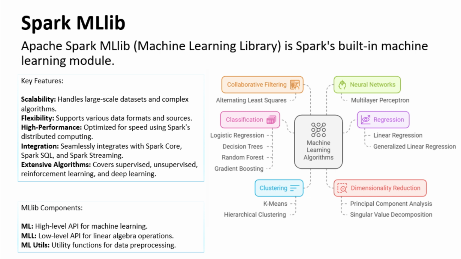Predictive analytics. 2. Recommendation systems. 3. Natural language processing. 4. Image classification. 5. Anomaly detection. That's Spark MLlib in a nutshell.